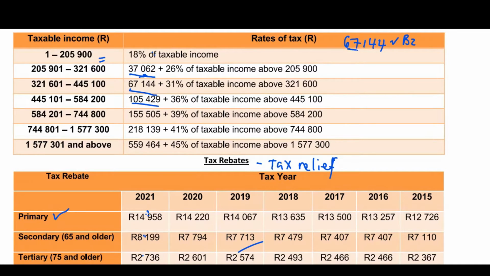Since it comes from bracket number 2, you come here to bracket number 2: 37,062 rands plus 0.26. The 0.26, I took this and divided it by 100, so I get a decimal like that into brackets. Now, into brackets, I'll take the maximum number here, which is this. I'll write it here. Then 600 minus the number I found here.